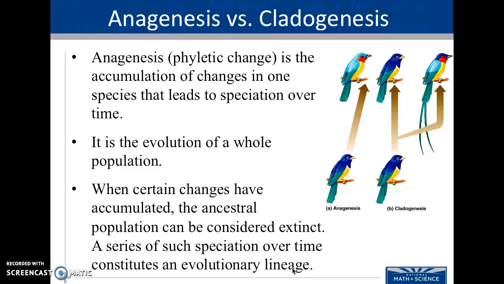When we talk about these changes, how do we get a new species forming? We want to talk about anagenesis and cladogenesis. Anagenesis, or phyletic change, is the accumulation of changes in one species that lead to speciation over time. So eventually we see, over many, many years, changes accumulate and we end up with a new species. It's the evolution of a full population away from the original ancestor. When those changes have accumulated, the ancestral population is considered extinct. It did not necessarily die off, but all of the species in that population have now become a different population. That's anagenesis.